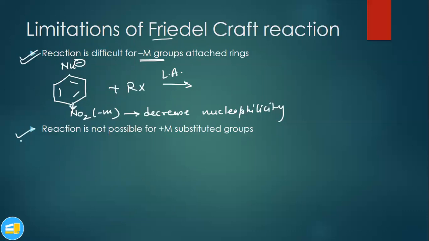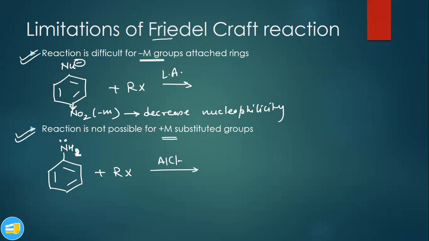Now, the second limitation of this reaction is that it is not possible for plus M substituted groups. Not all plus M groups, but there are some plus M groups which are highly against this reaction, not because the reaction is not going to take place, but because the desired product will be something different from what we are expecting. Let's say this is a plus M group, NH2 is a plus M group, right? And this reaction is taking place with RX in the presence of AlCl3.